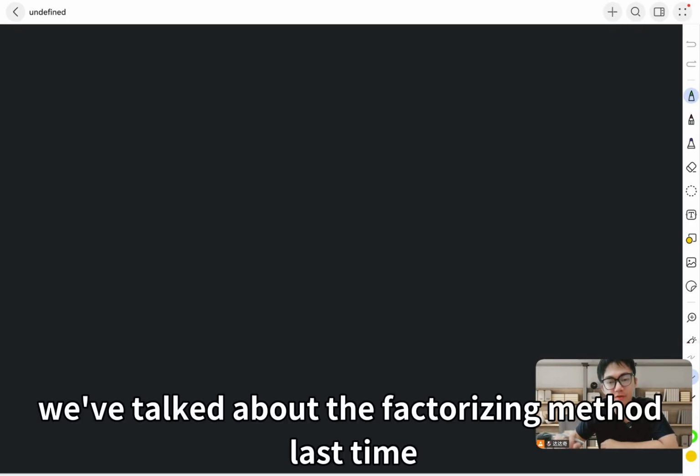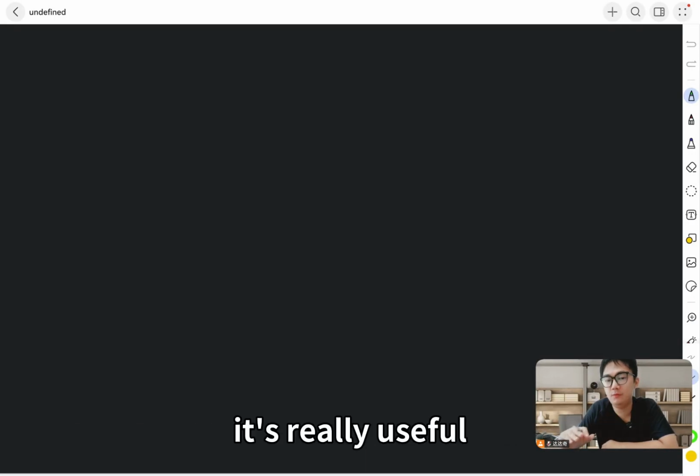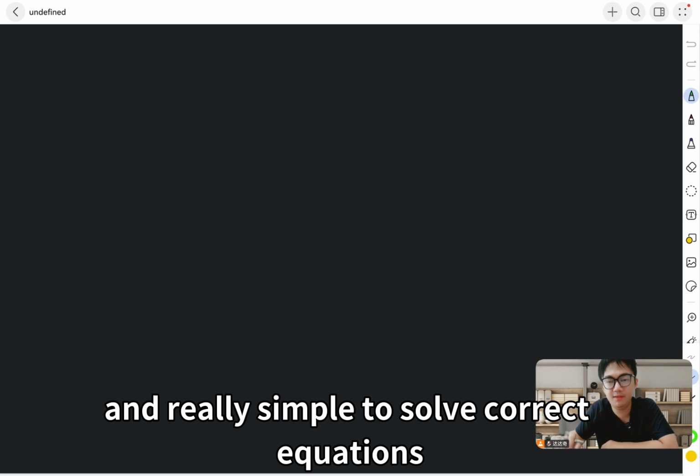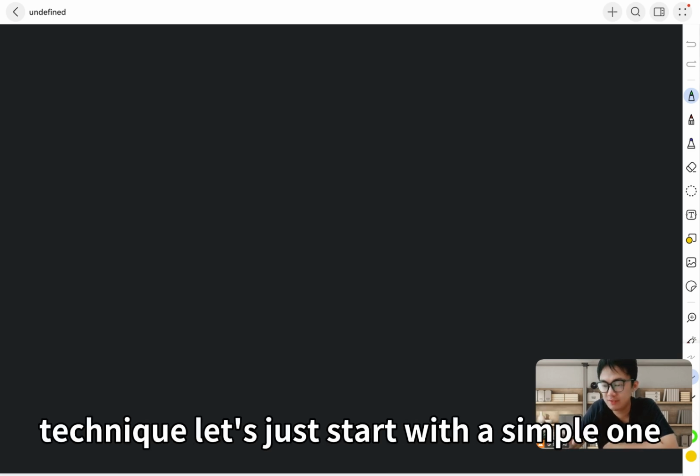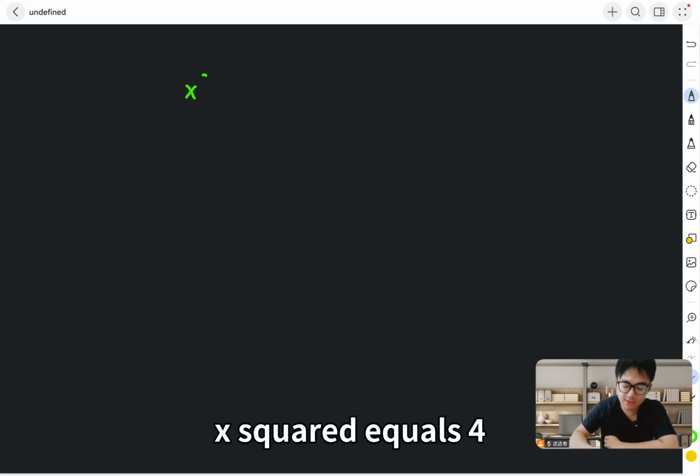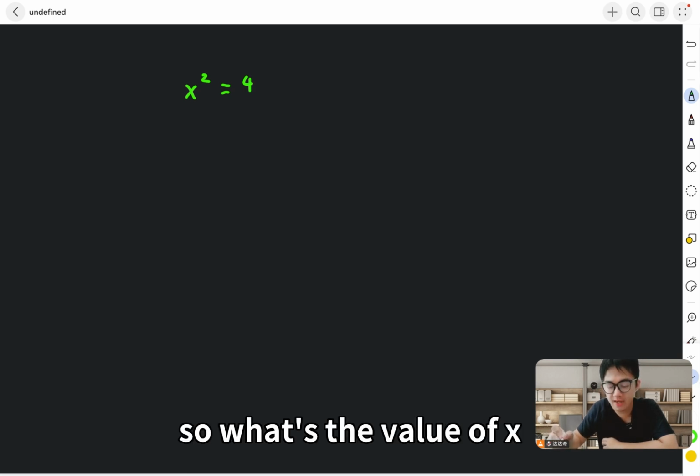We talked about the factorizing method last time. It's really useful and really simple to solve quadratic equations. But in this lesson, we're going to cover an even more commonly used technique. Let's just start with a simple one: x squared equals 4. So what's the value of x?